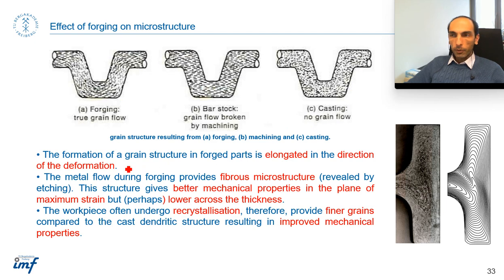So in forging, you will have some elongation in the direction of deformation. And the metal flow during forging provides the fibrous microstructure. You can see here exactly. This is a practical example. This is the simulation, but this is the reality. So you can see the metal flow line and the metal flow and how the grains are elongated in the direction of deformation.